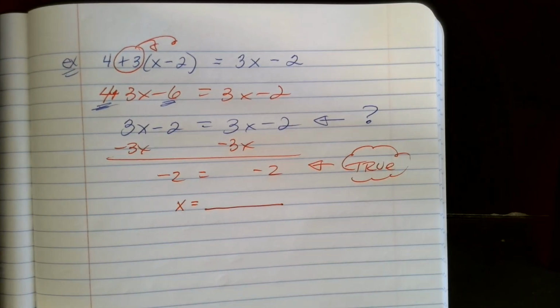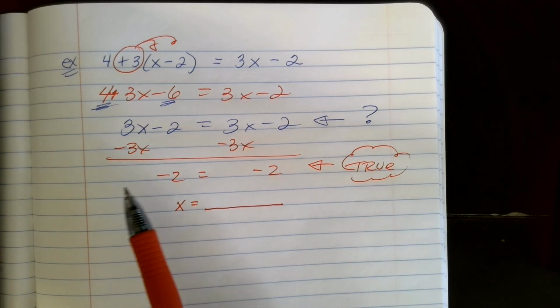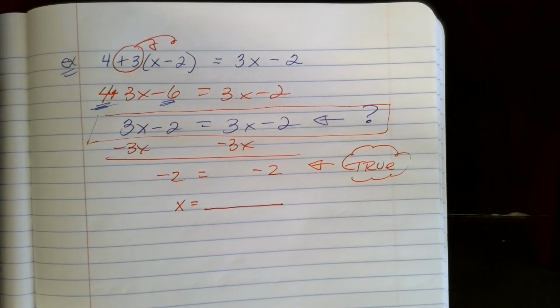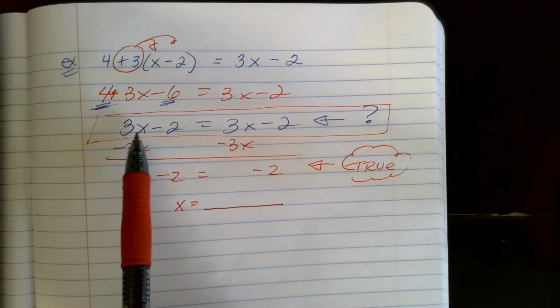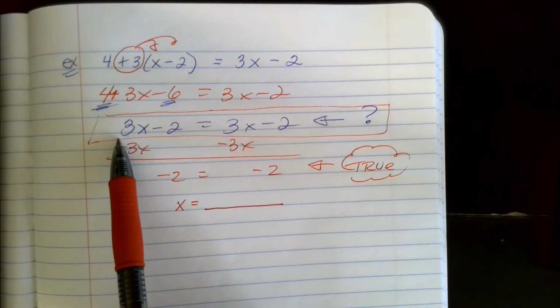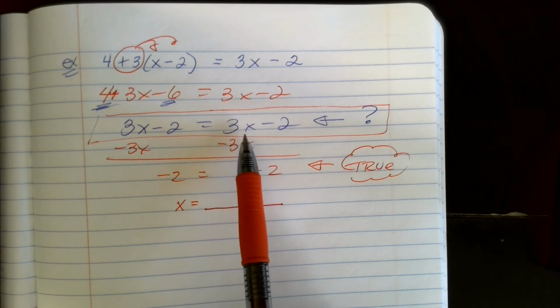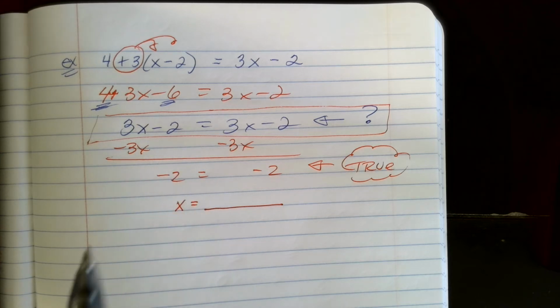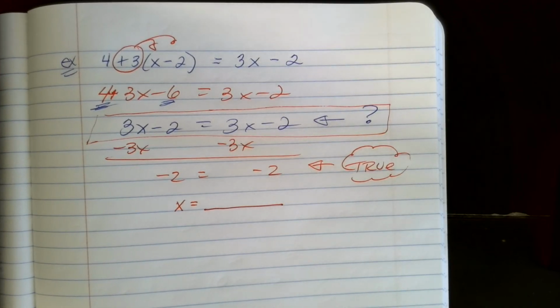No matter what value I put in for x, it'll be true, because my x's cancel out. So if we go back up here and look at this problem, where we see the left side is exactly the same as the right side, we'll notice no matter what value we put in for x, 3 times 5 minus 2 would be equal to 3 times 5 minus 2. 3 times 6 minus 2 would be equal to 3 times 6 minus 2. No matter what value I substitute in for x, it'll create a true statement. Therefore, all values of x are a solution.